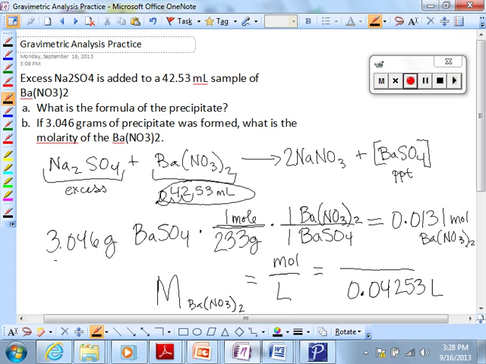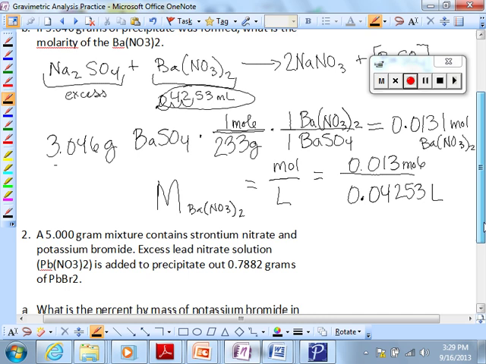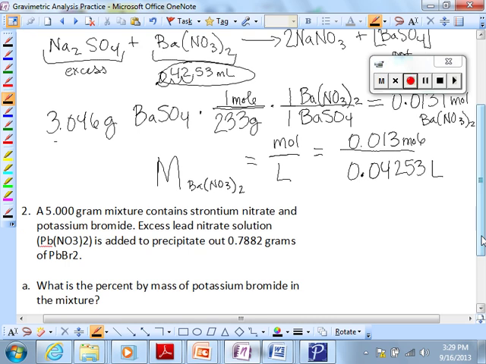So I'll insert that here, 0.013 moles, and I can divide to find my molarity. 0.013 divided by 0.04253. That's a molarity of 0.306 molar.